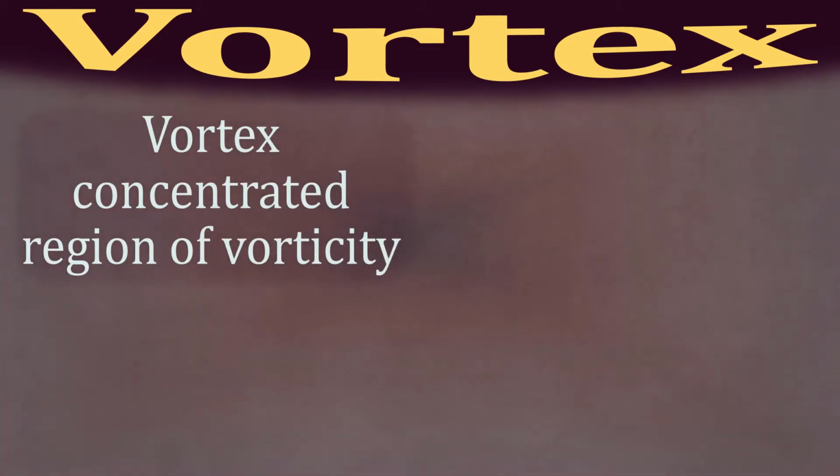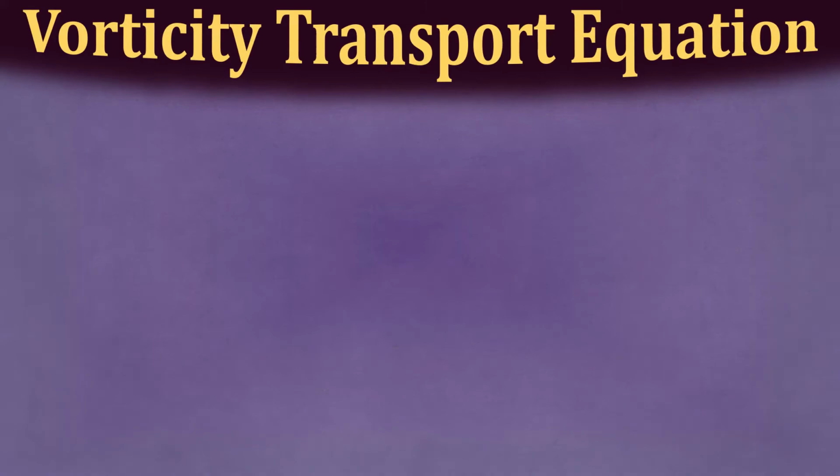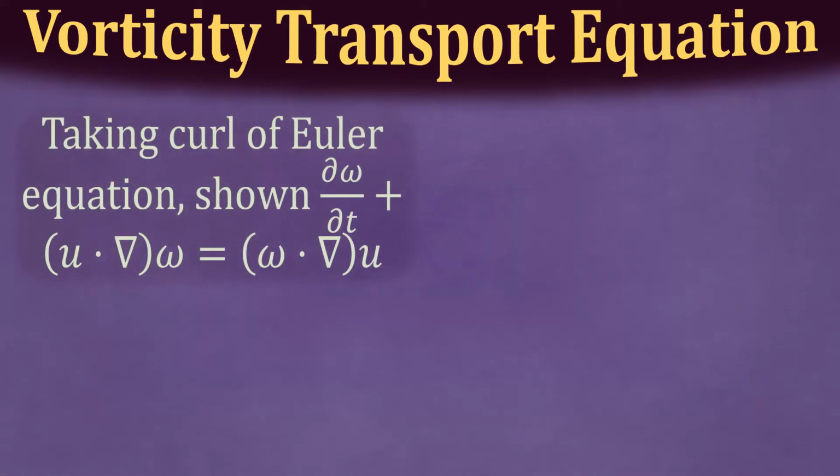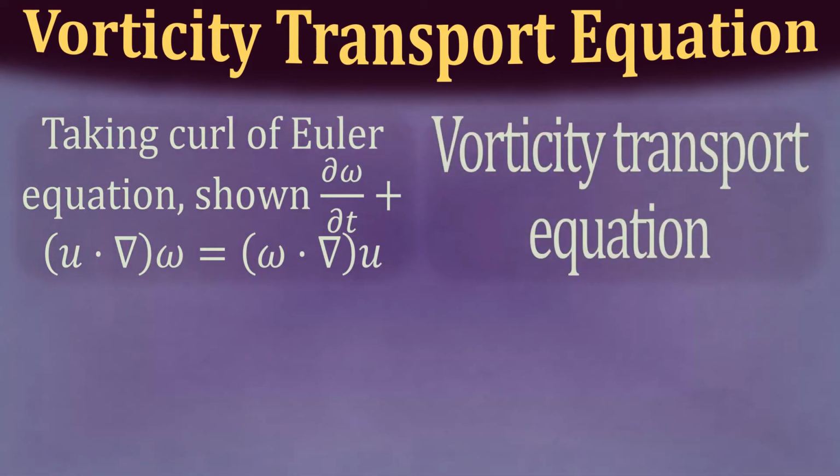Then, let's discuss the vorticity transport equation. By taking the curl of the Euler equation, it can be shown that the partial derivative of omega with respect to t plus u dot grad of omega is equal to omega dot grad of u. This is known as the vorticity transport equation.